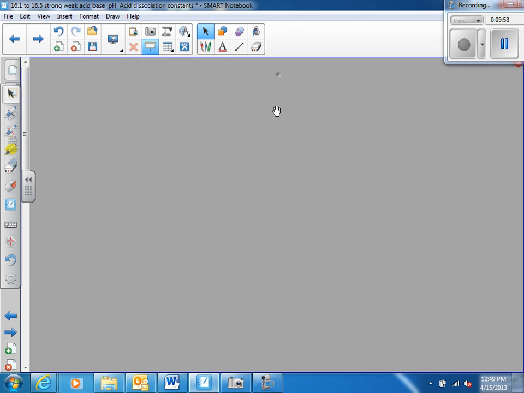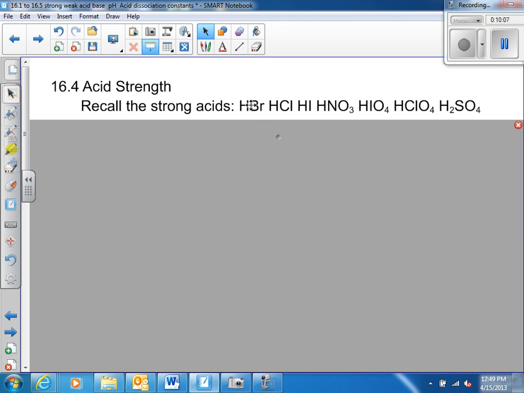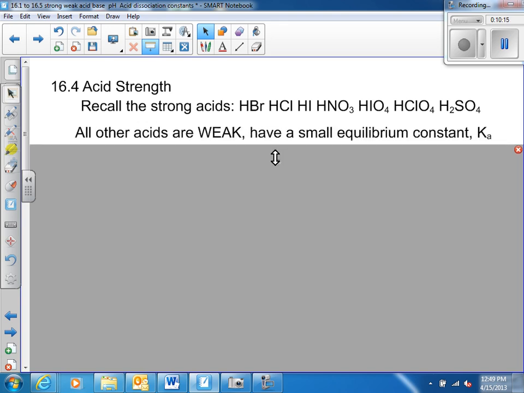We're not going to worry about water because we use water with the pH scale and we're seeing water all over. We're not going to talk about water. Okay, acid strength. Remember we have our 7 strong acids. There's another one, but we're not going to worry about that one. So we have our 7 strong acids. You should memorize those. And all other acids are weak.